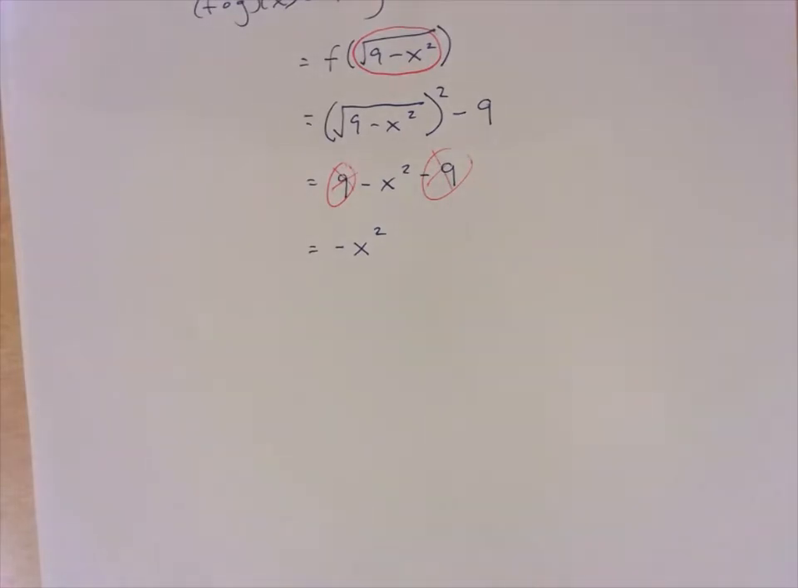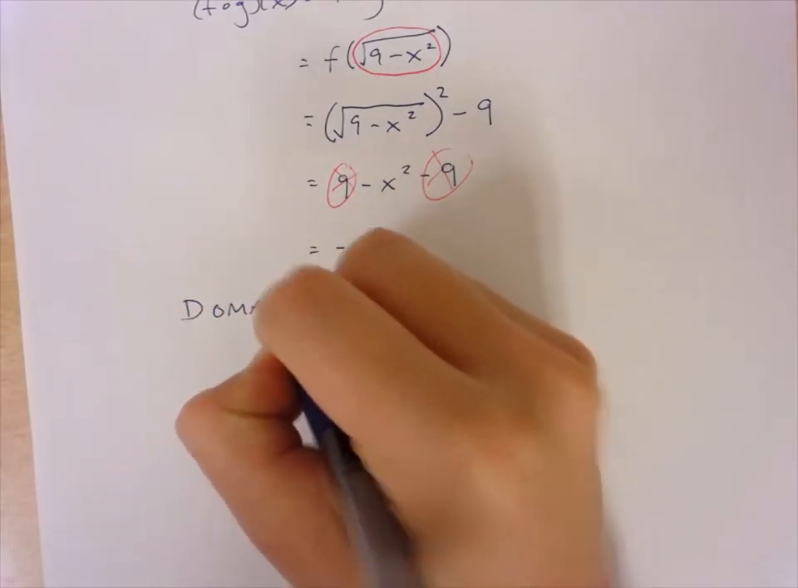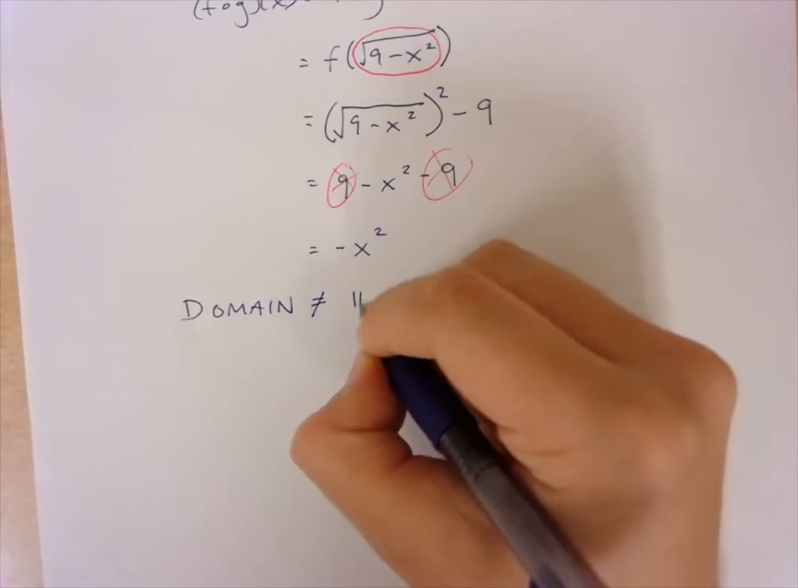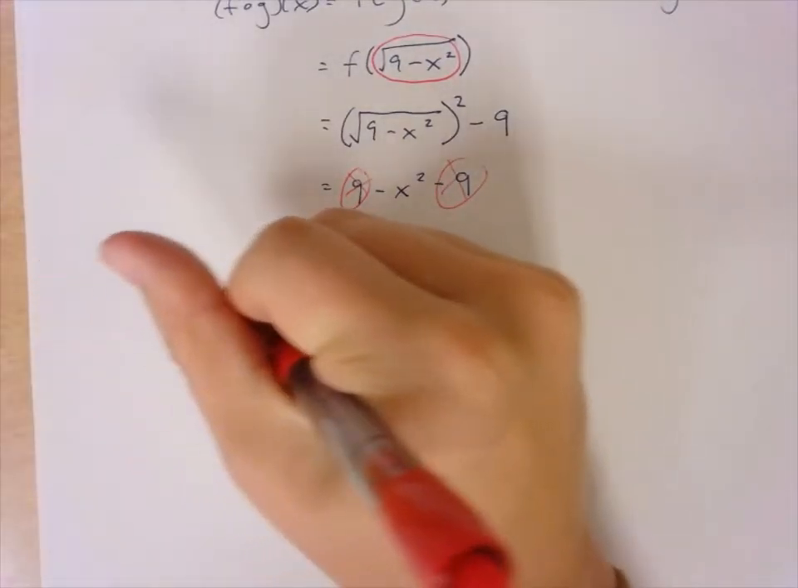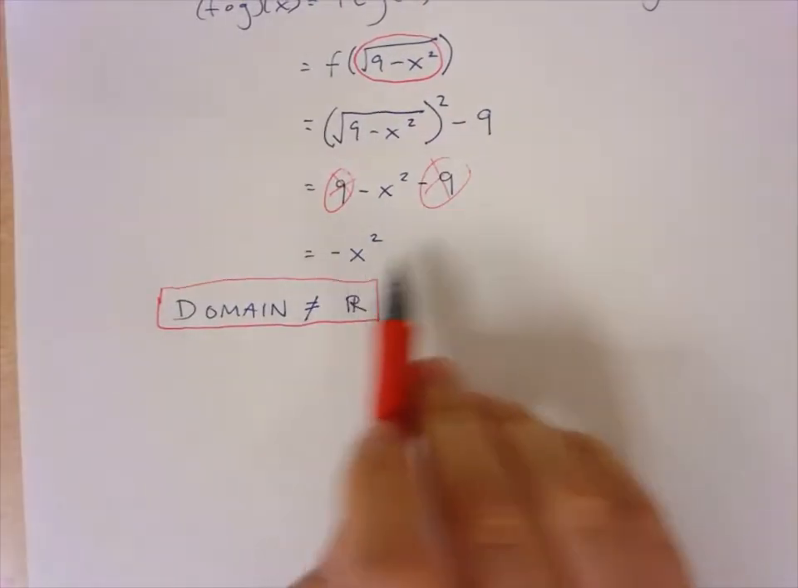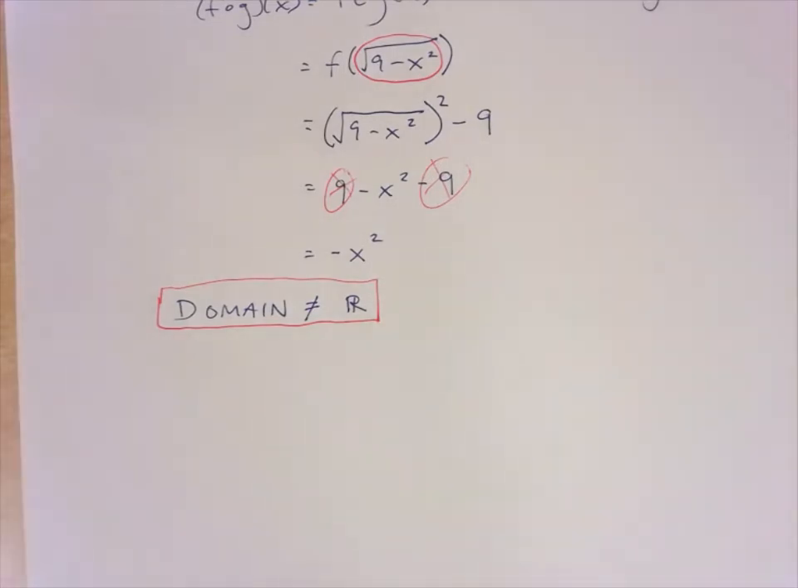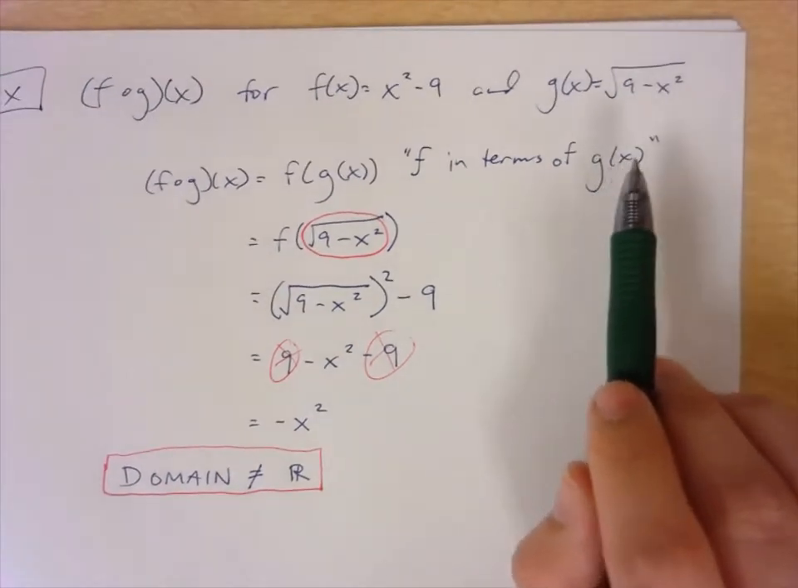Now here's what's important for you to understand. Right now, the domain of this function is not equal to all real numbers. Let's just circle that or box that, we want to understand this. Normally, negative x squared would definitely include all real numbers. That's just a parabola, that U shape. It would go to infinity. But because this is in terms of g of x, we have to use g of x's domain.